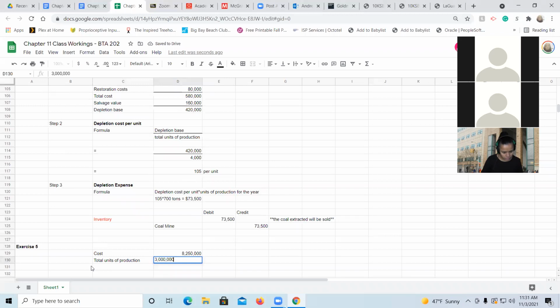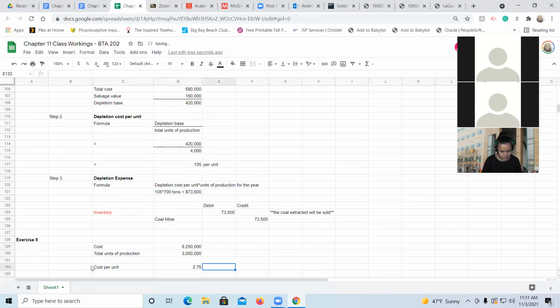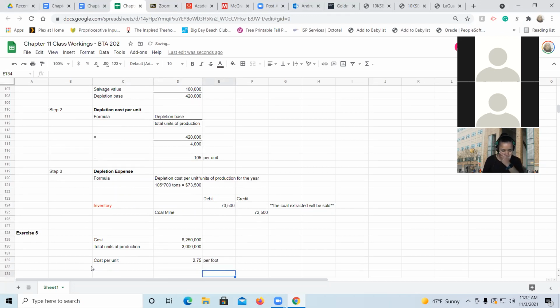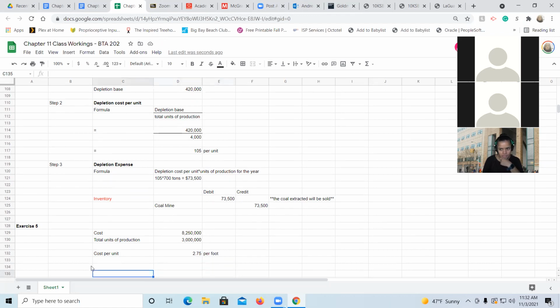So cost per unit is depletion base divided by total unit of production, which is 8,250,000 by 3,000,000, 2.75. Right. Perfect. Thank you.